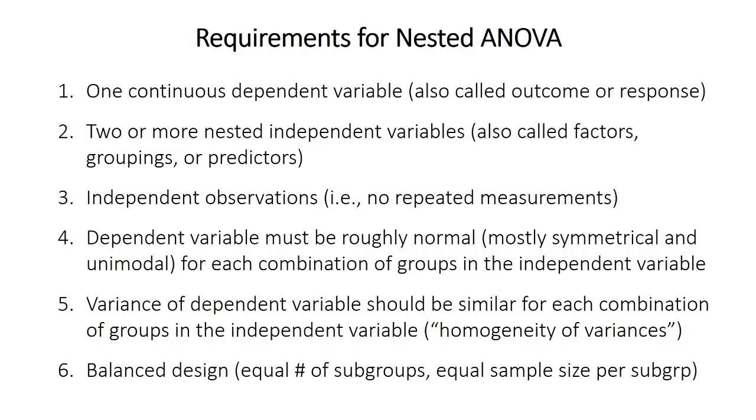And this means that there's the same number of subgroups nested within each main group. They're not the same actual items, but there should be the same number of groups within each main group. And there should be an equal sample size in each subgroup. So if the design is unbalanced, if you don't meet these assumptions, there are methods that try to deal with that. They're a bit beyond the scope of this video.